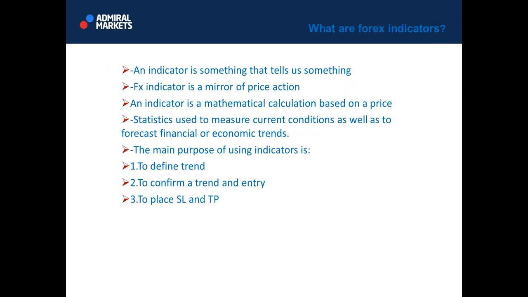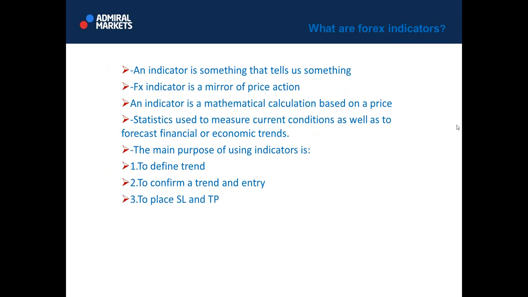Quick definition. An indicator is something that tells us something. In Forex, an indicator is considered a mirror of price action. Also, an indicator is a mathematical calculation based on price. Statistics used to measure current conditions as well as to forecast financial or economic trends. Those are all indicators.